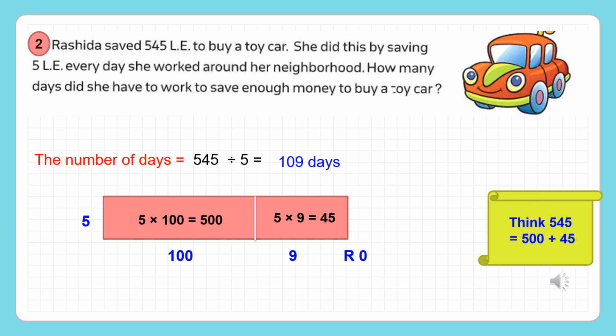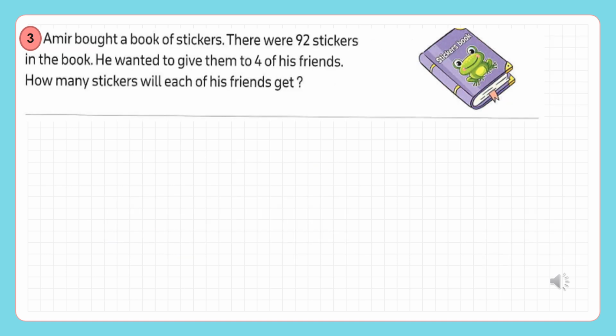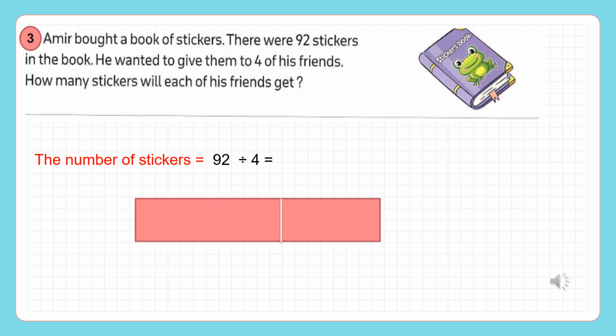Remainder is 0. Next story here we have Amir put a book of stickers. There were 92 stickers in the book. He wanted to give them to 4 of his friends. How many stickers will each of his friends get? He needs to make a share. So we need to divide. 92 divided by 4. So we draw a rectangle and the divisor here is 4.